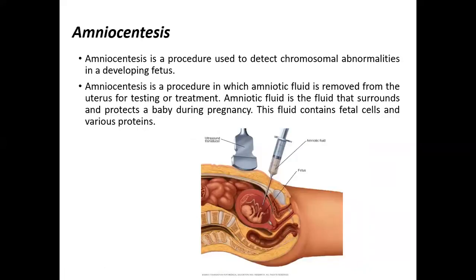That is the last one: amniocentesis. As you all know, amniotic fluid is where the fetus is growing. Amniocentesis is a procedure used to detect chromosomal abnormalities, especially in a developing fetus. It is a procedure in which amniotic fluid is removed from the uterus for testing, or we can say treatment also. Amniotic fluid surrounds and protects a baby during pregnancy, and this fluid contains fetal cells and also proteins.